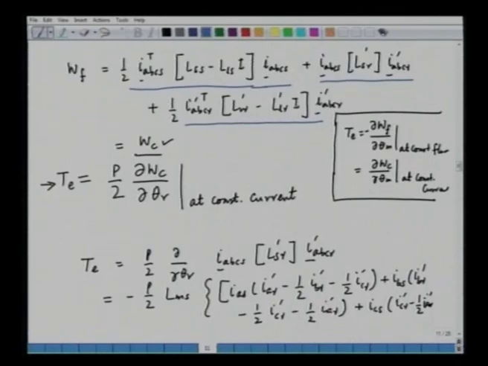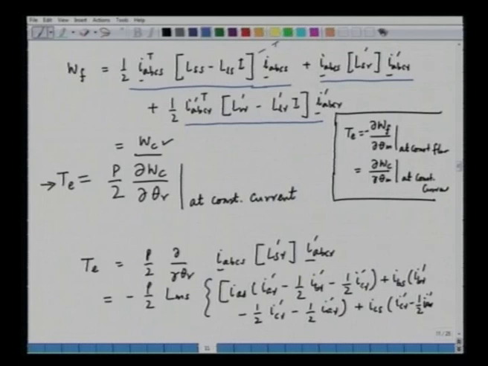And when we differentiate this with respect to theta r, we will see that term 1 and term 3, these two terms, are independent of theta r. They are not a function of theta r. Only the mutual term, that is term 2, is a function of theta r. So, the differentiation of the first term and the third term will be equal to 0. So, we will just differentiate the second term.